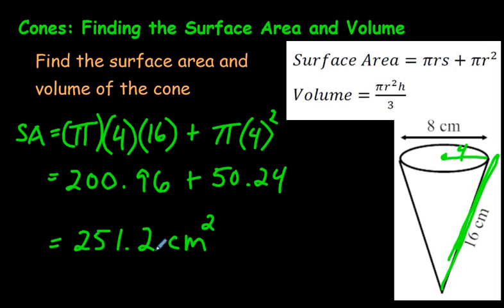So 251.2 centimeters squared, or 251.2 square centimeters. It depends how you prefer to say it. So that is surface area and how to use the surface area formula. Let's move on to volume now.